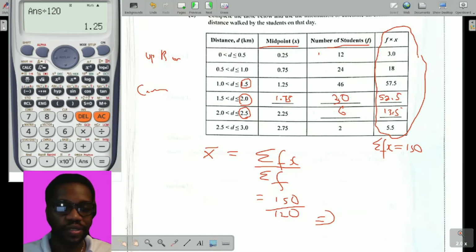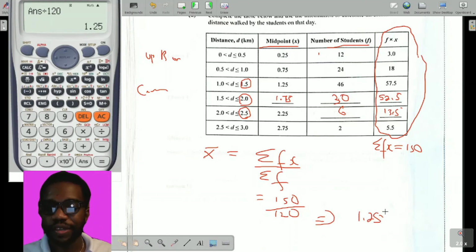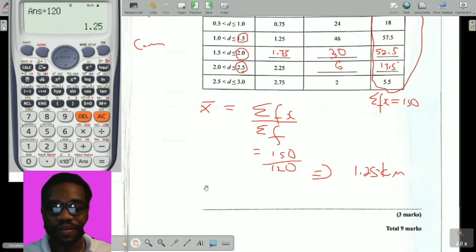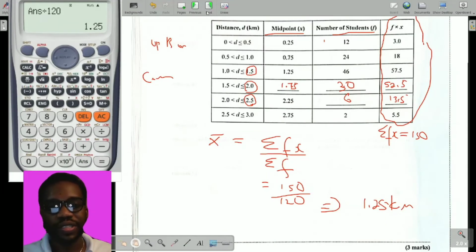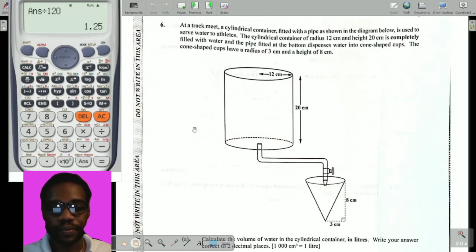Alright, you get it to decimal. That's 1.25. What's the unit again? Kilometers. Do not leave that off. And that is how we complete that question. Let me go down a bit and see if I'm missing out anything. No, that's 3 marks for you. Alright, so you just need to focus and do it.